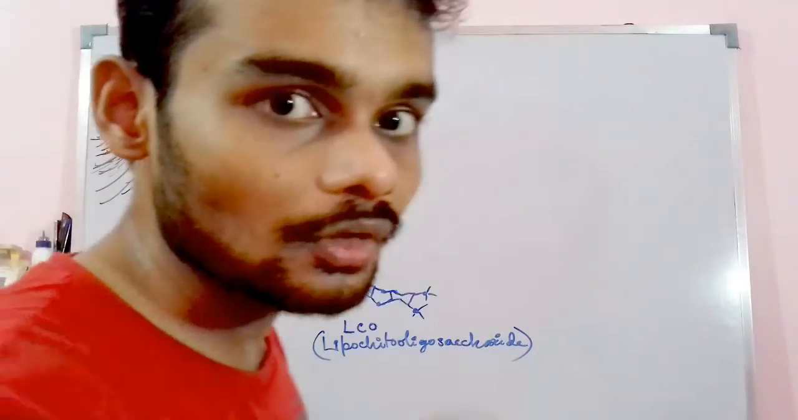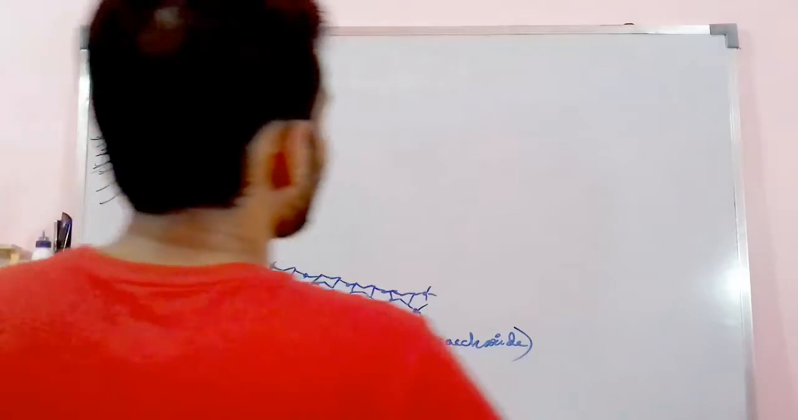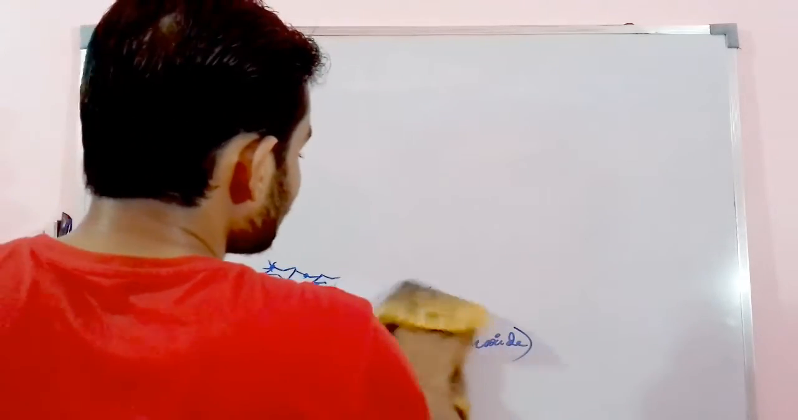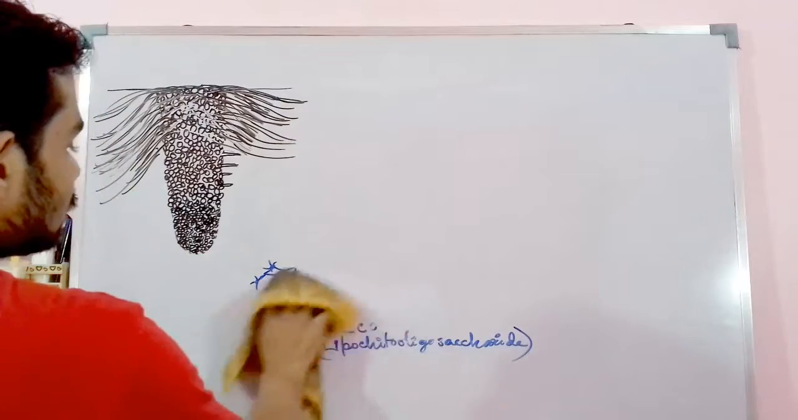Now let me draw three columns first. Okay, let me erase this thing. In order to save space, I am erasing it right now. I will draw it later.